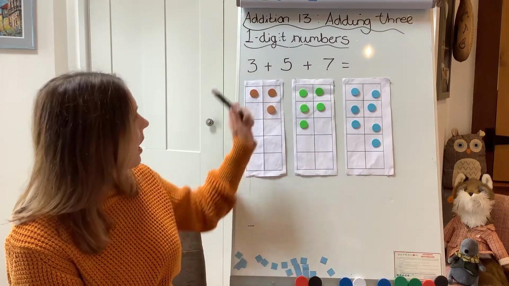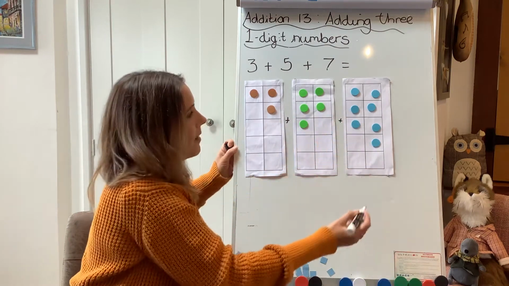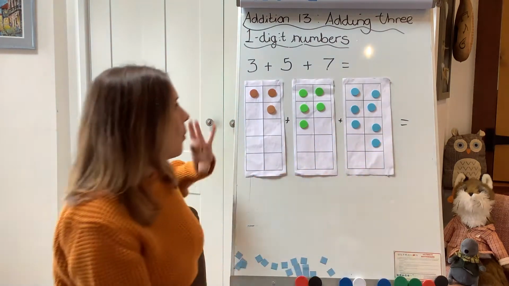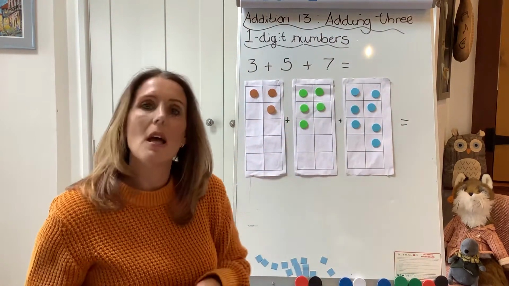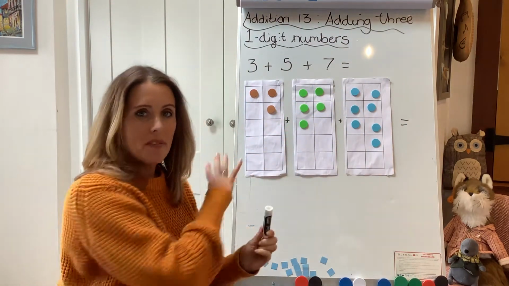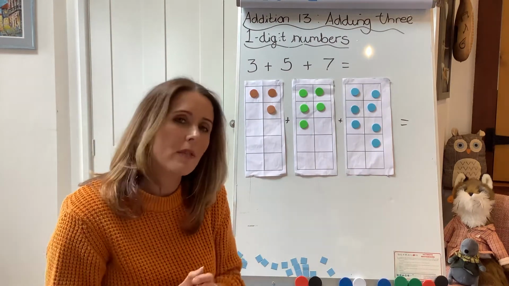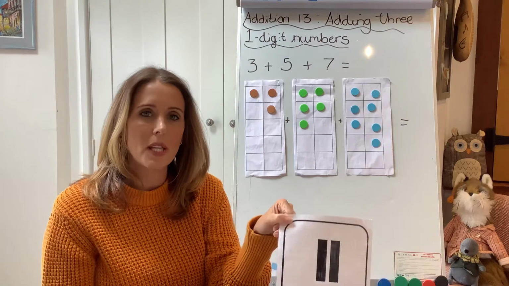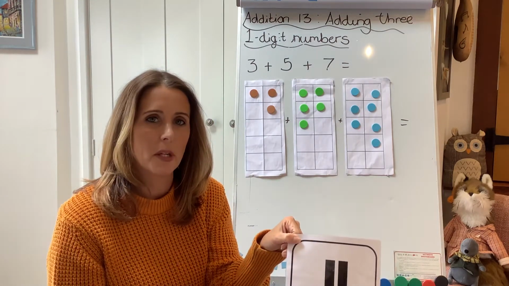So here we've got 3, add 5, add 7. And we want to find out what that will make all together. So we can do it in the order that's there, but can you see with those numbers a more efficient, reliable, quick way of doing it? Have a think about that, pause it, look at the numbers. How could you move those numbers around to make it more efficient?